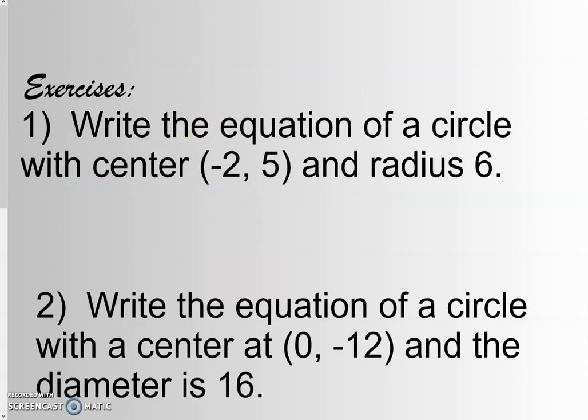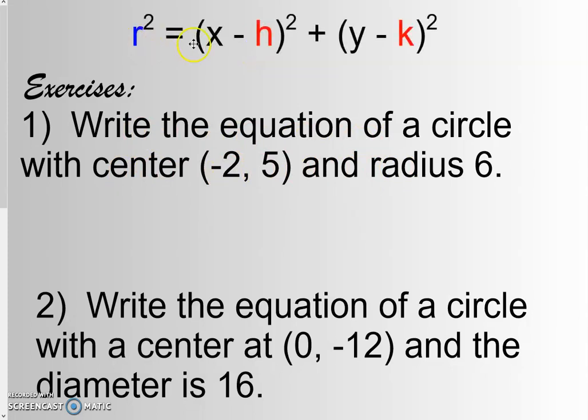So let's go through some basic exercises using the formula, then we'll see where the formula comes from. Exercises. All right, let's take a look here. First, write the equation of a circle where I give you the center and I give you the radius. So I suppose what we need is this equation written down here in our notes. And let's just plug and chug.